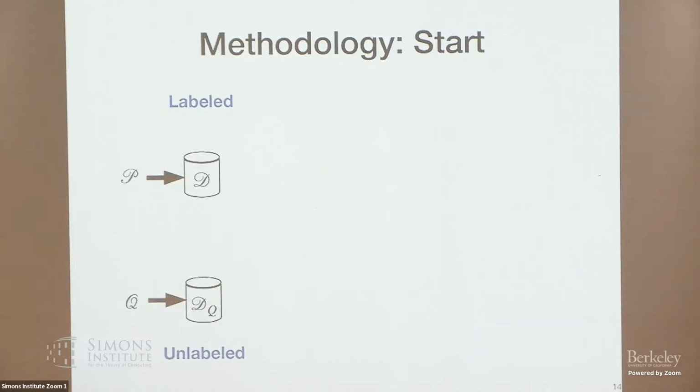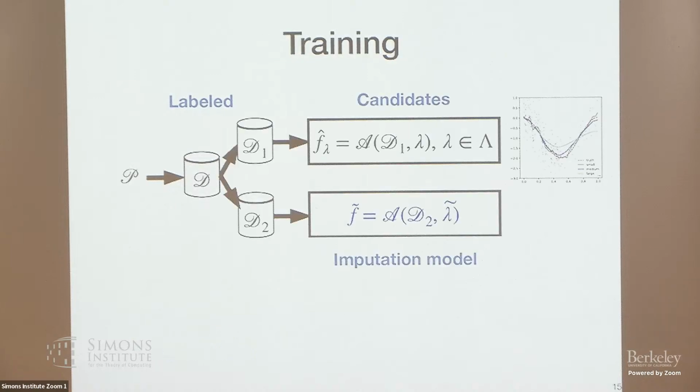Now, here's the method. I have labeled source data and unlabeled target data. From the labeled source data, I train a bunch of candidate models, like this illustration, from under smooth to over smooth. And of course, you may have different hyperparameters. And on the other batch, I train an imputation model. My candidate models and imputation model are different. They are independently trained.